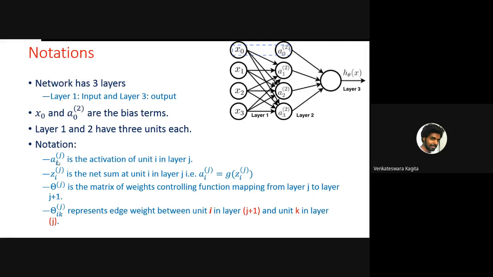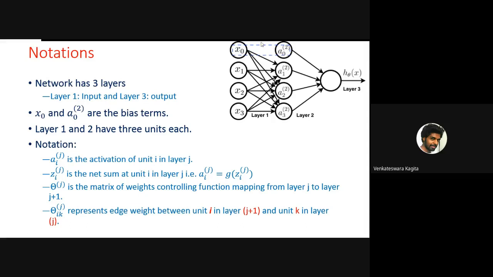a_i^(j) is the activation of unit i in layer j. z_i^(j) is the net sum at unit i in layer j, that is a_i^(j) equals g of z_i^(j). That sum we are computing, theta transpose x or w transpose x, that is this z. And theta^(j) is the matrix of weights controlling the function mapping from layer j to layer j plus 1. Means all the weights here are theta 1, all the weights here are theta 2, and so on.